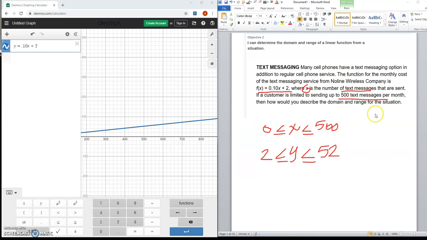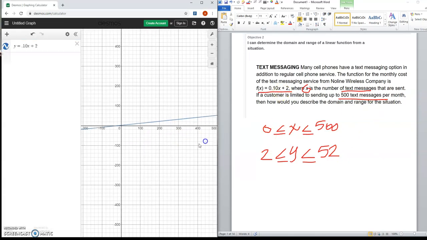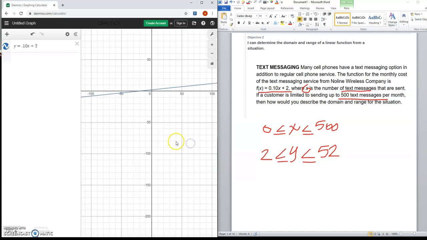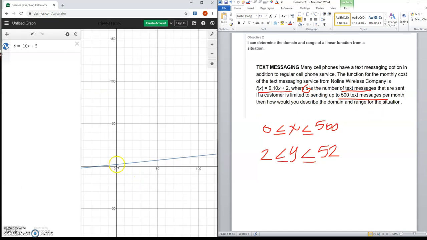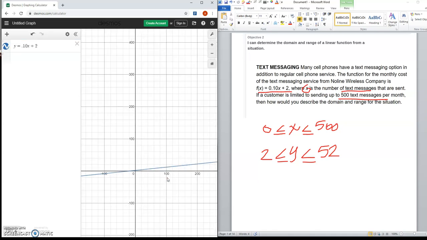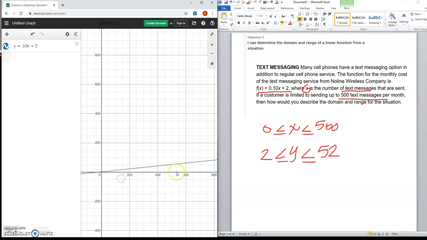There's another way to approach this, which is to plug this in on Desmos and examine your graph. When you examine your graph, your initial point right here, which is (0, 2), means that 0 texts is going to make you pay $2, because the X value is the text and the Y value is the amount. So the 2 that you see there is the amount if you don't text at all. Let's take a look at what if you texted 500 times. There you go. With 500 text messages you will have a charge of $52.